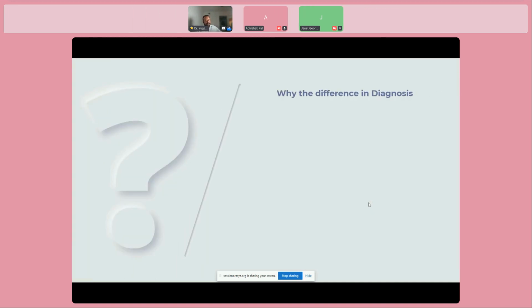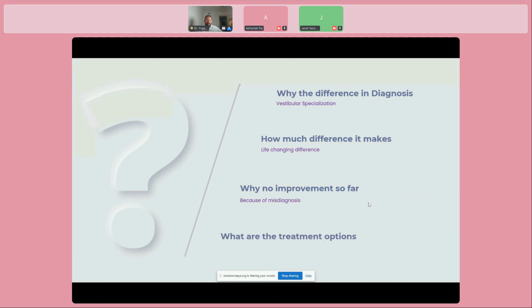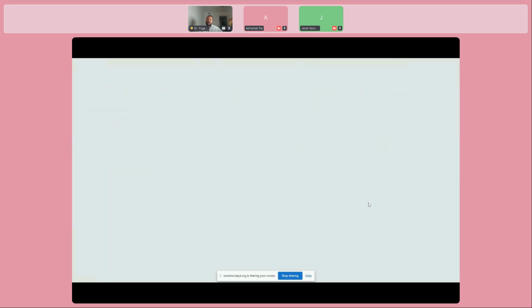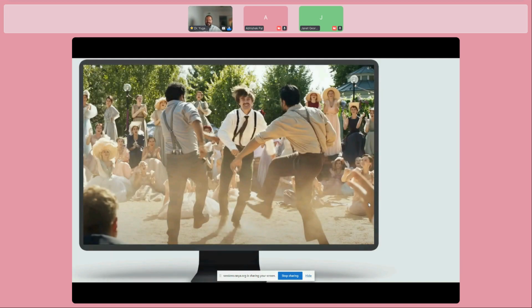So what is the role? What difference can the audio-vestibular specialist make? It can actually make a life-changing difference, and all we need is vestibular specialists. And why no improvement so far? Because of misdiagnosis, and the core reason is that we really do not have enough specialists. What are the treatment options? Again, it depends. It depends on appropriate information and appropriate treatment, right? So that is exactly what we need.